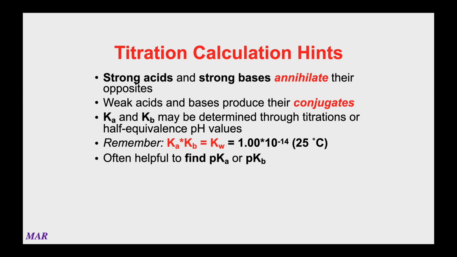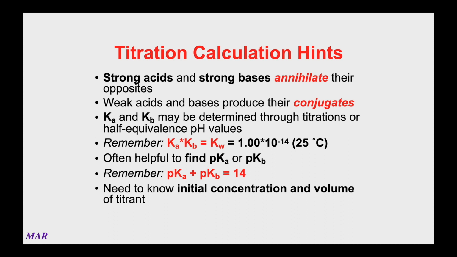Remember, pKa is minus log of Ka. pKb is minus log of Kb. And pKa plus pKb also equals 14, if they're conjugates and you're at 25 degrees Celsius, just like pH plus pOH equals 14.